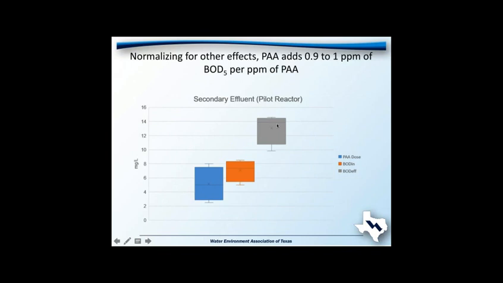BOD in the effluent. Typically, PAA adds about 1 part per million of BOD per part per million of PAA, but it can also be slightly higher. In this case, it is slightly higher than the 1-to-1 relationship. But in general, you can expect about a 1 milligram per liter increase in BOD per milligram per liter addition of PAA.